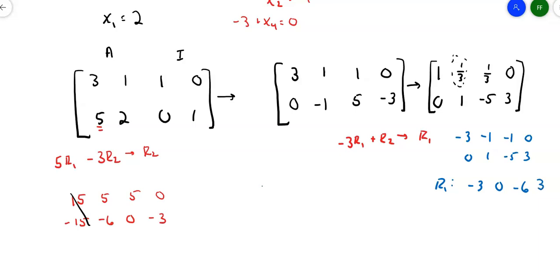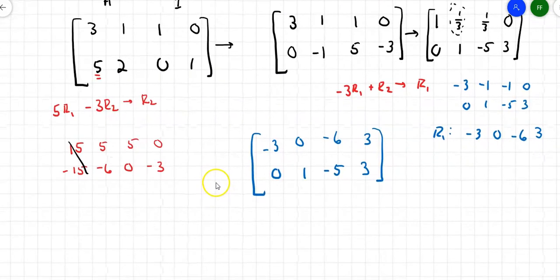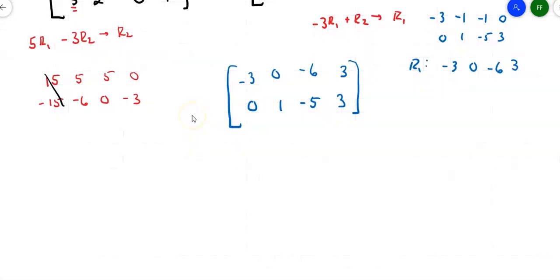Okay. So my row 1 is negative 3, 0, negative 6, 3. My bottom row is 0, 1, negative 5, 3. And that's good, because all I have to do is divide the top row by negative 3 again. So yes, I could have kept them as integers until the end and then divided it, and I would have saved myself about 2 steps. All right, so divide the top row by negative 3 and put the answer back in row 1. So I get 1, 0, 2, negative 1, and the bottom row remains the same, 0, 1, negative 5, 3.